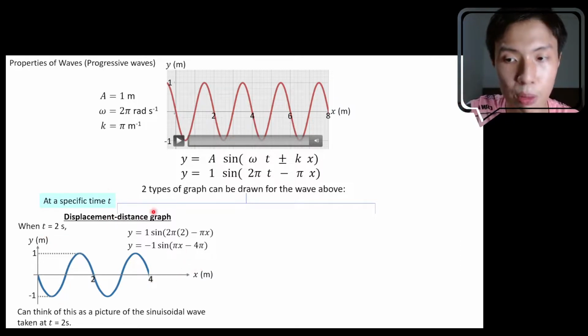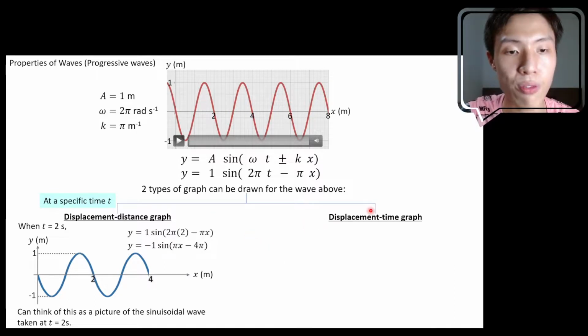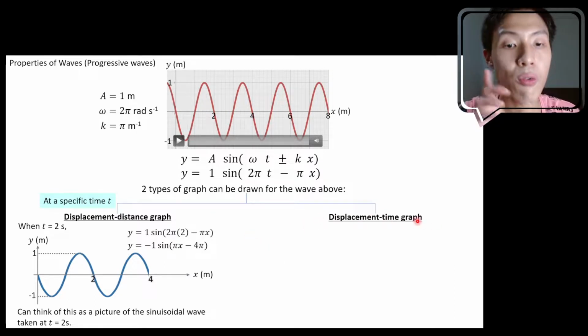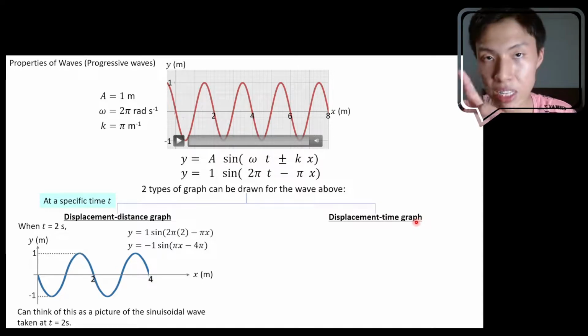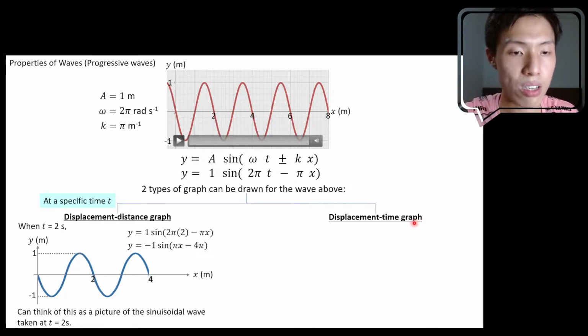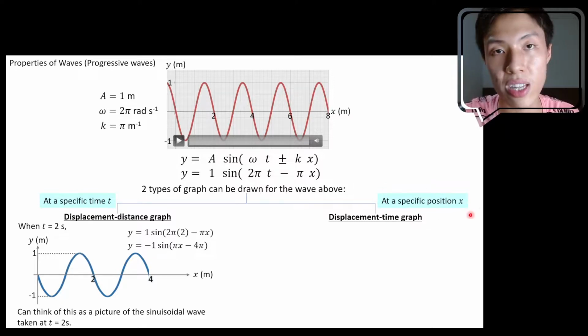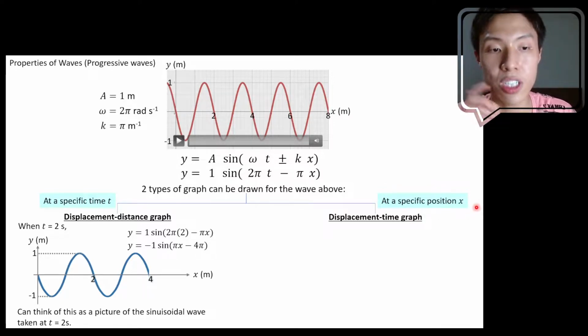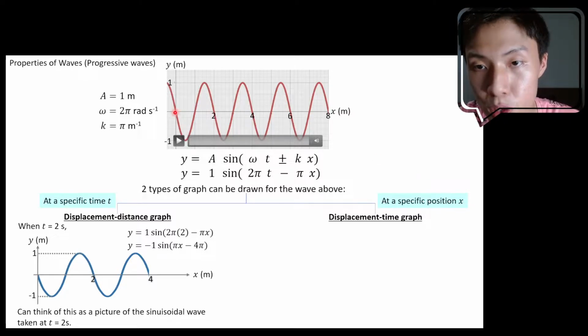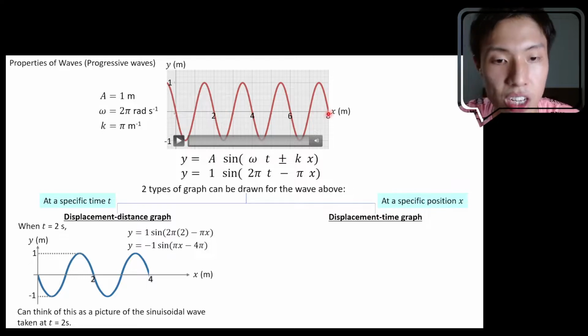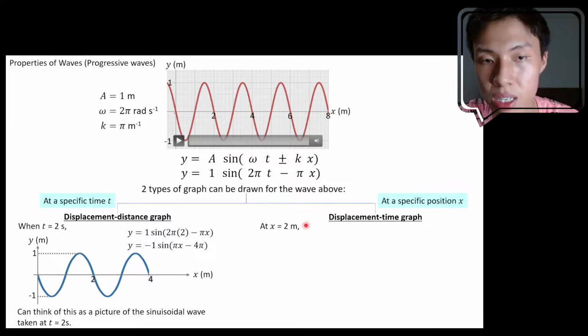So this is the first type of graph. Let's move on to the second type of graph, which is the displacement time graph. When you're drawing a displacement time graph, the limitation that you need to accept is that you can only draw it at a specific position x. When we specify the position x, that means we have to specify which particle along the x-axis we want to study. So let's say x equals 2 meters, that means we are focusing only on the particle at x equals 2 meters, which is here. We are only focusing on what's happening to the particle at this point over here.